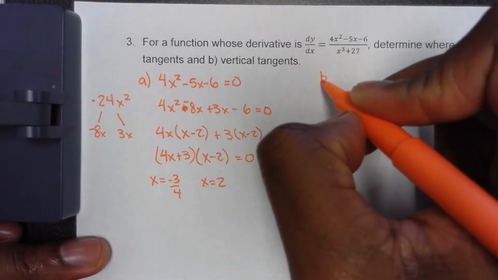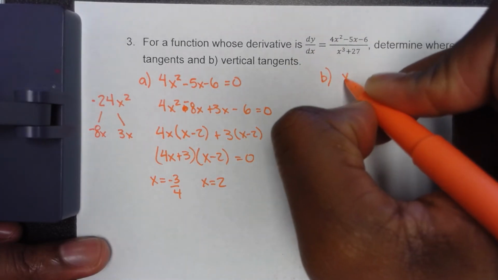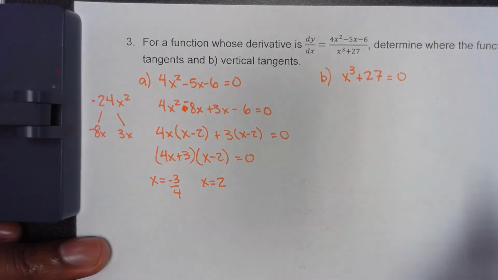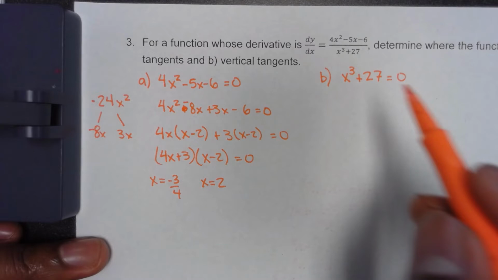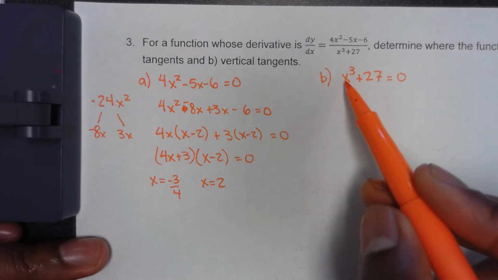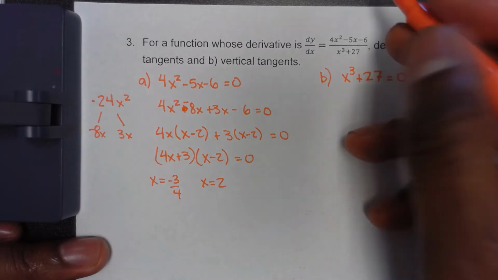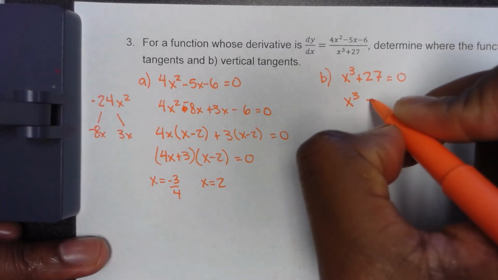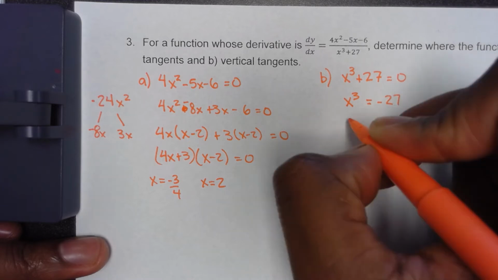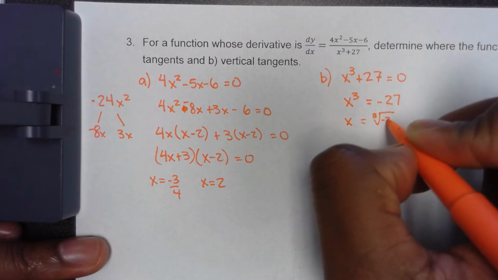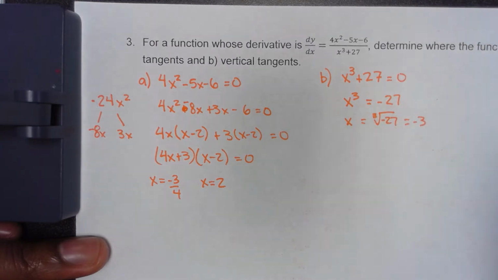For B, the vertical tangent would be when does x cubed plus 27 equal 0? Well, we know cubic equations produce like a one-to-one function. There's only one value you can cube to get negative 27. So that means we can just solve x cubed equals negative 27. So that means x equals the cube root of negative 27, which is negative 3.